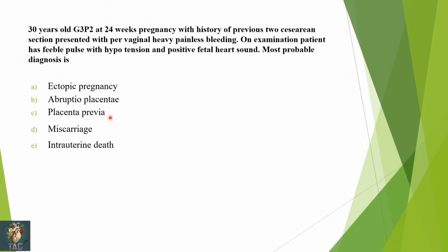Placenta previa is a condition when there is a low-lying placenta and it leads to painless bleeding. Miscarriage is a condition of the first trimester of pregnancy, and intrauterine death is not possible because there is a positive fetal heart sound. So the correct option is placenta previa, which is a low-lying placenta with painless bleeding, and this painless bleeding leads to hypovolemic shock.